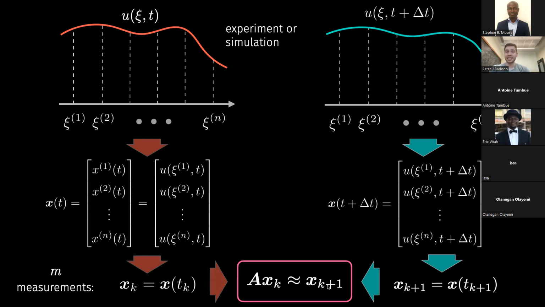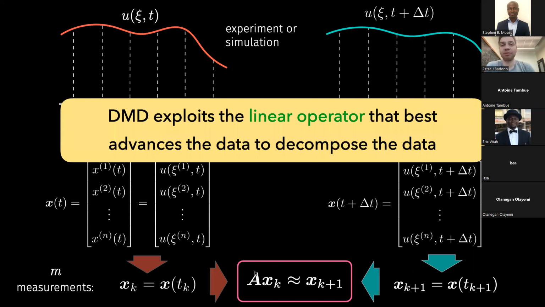These xk's are data measurements. They're snapshots of the system that we have. And A is an unknown matrix. The key behind DMD is inferring properties of this matrix from the data. Specifically, DMD exploits features of this linear operator that best represent the data, and it uses those features to decompose the data into something that is very interpretable. We'll see that interpretability in just a moment.